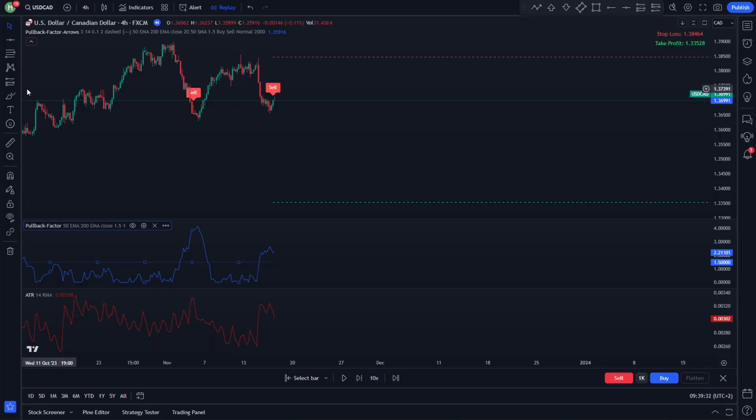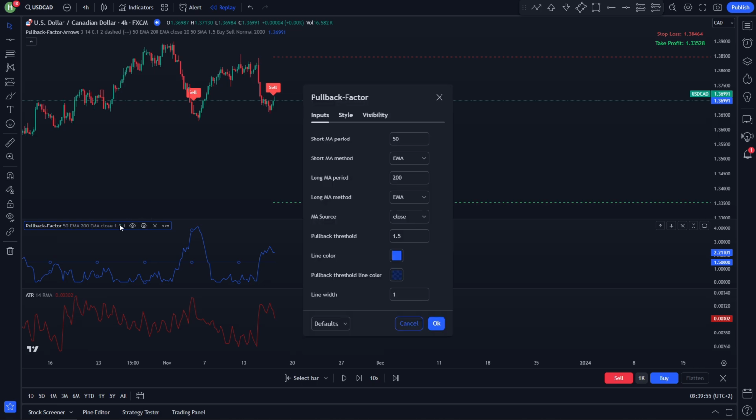Next, let's explore the other side of the spectrum and look at how the indicator is so accurate at detecting the end of pullbacks. For this example, I've selected the US dollar against the Canadian dollar in the 4-hour time frame. On top of everything we've already discussed, at its core, the pullback factor indicator analyzes market volatility. It does this to gauge the strength and duration of pullbacks.